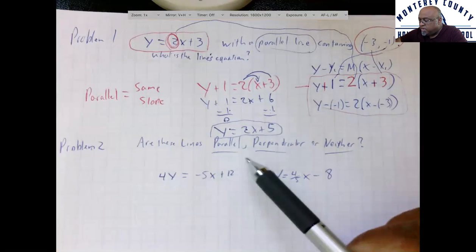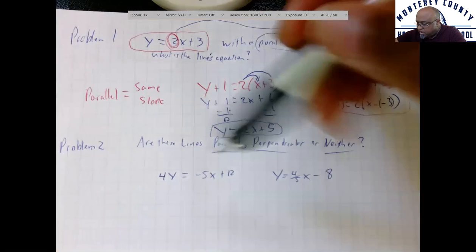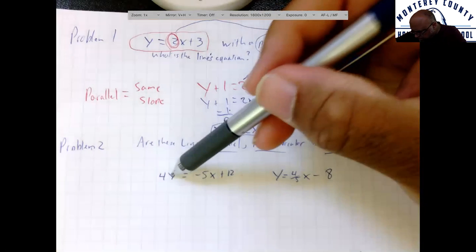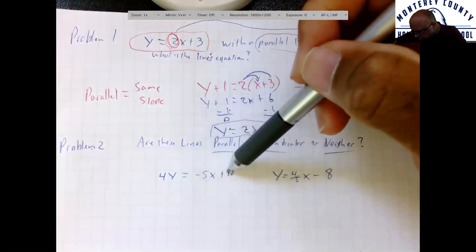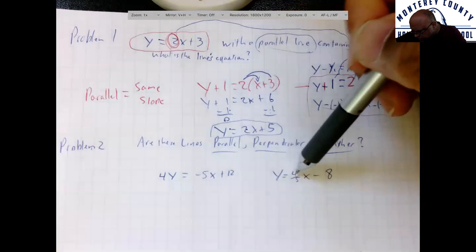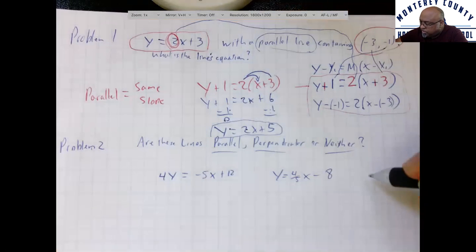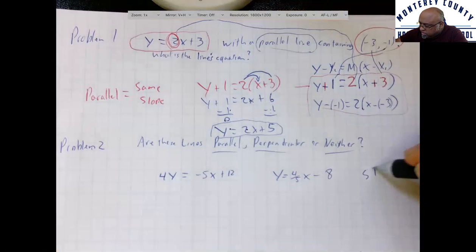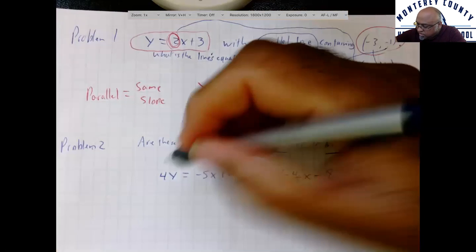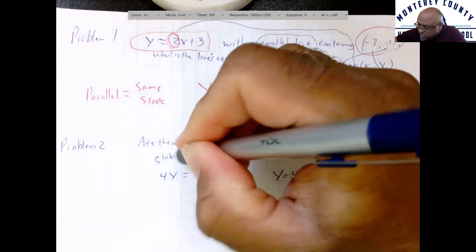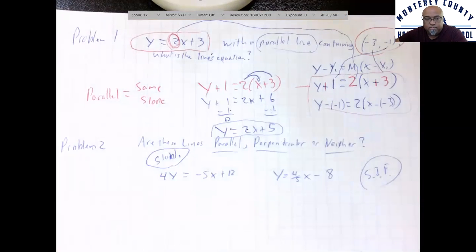Are these lines parallel, perpendicular, or neither? Okay? So I have 4y is equal to -5x plus 12, and I have y equals 4/5 x minus 8. So this one is in slope-intercept form, the form we like. This one is in standard form. I'll just put stand for standard.